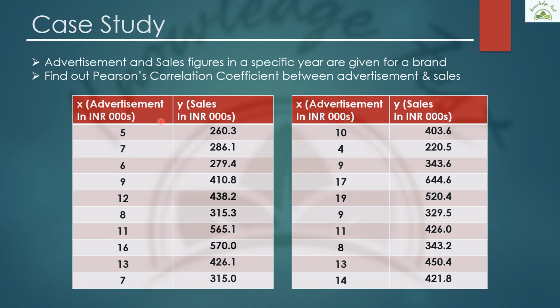So that is why these important decisions, business decisions, are made based on the data, based on the insightful information which can be extracted using statistics, right? And that is why this particular company, with this particular advertisement and sales figure, is trying to find out the Pearson correlation coefficient between these two variables, advertisement and sales figure. Okay, so moving on with this particular case study.